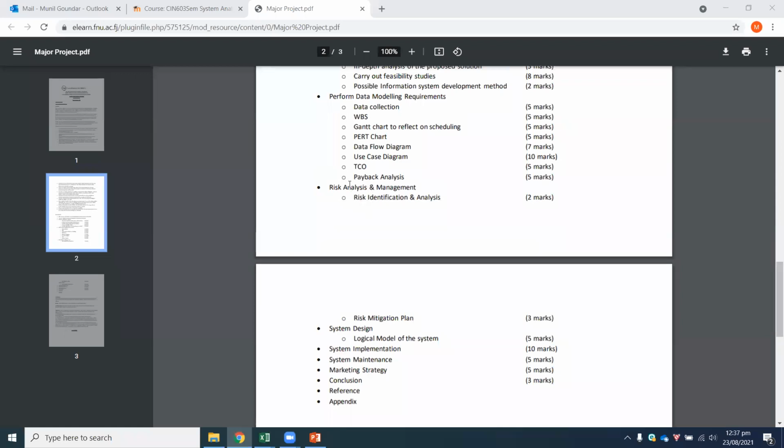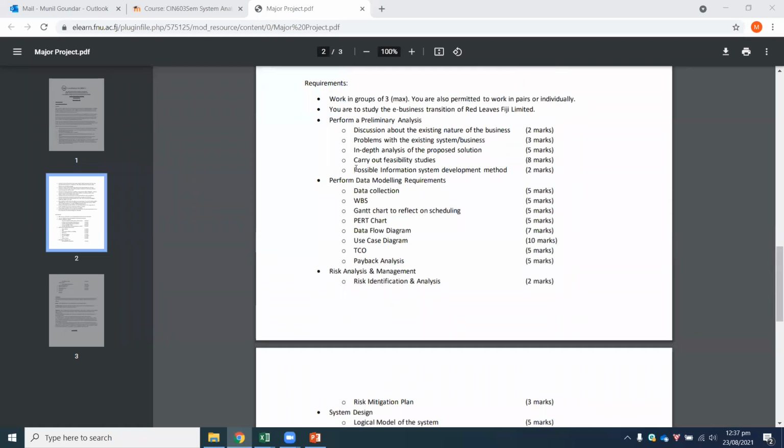Now, there are some things that we are yet to cover in the class. For example, Gantt chart, you will learn it this week. But chart you've already covered. Work breakdown structure we've already covered. Data collection we've already covered. How do you discuss the nature of the business, the problems, in-depth analysis of proposed solution, feasibility studies, possible information system development method. Now from here all the way down till WBS is fully covered. We have learned about pie chart already, so that's also covered.